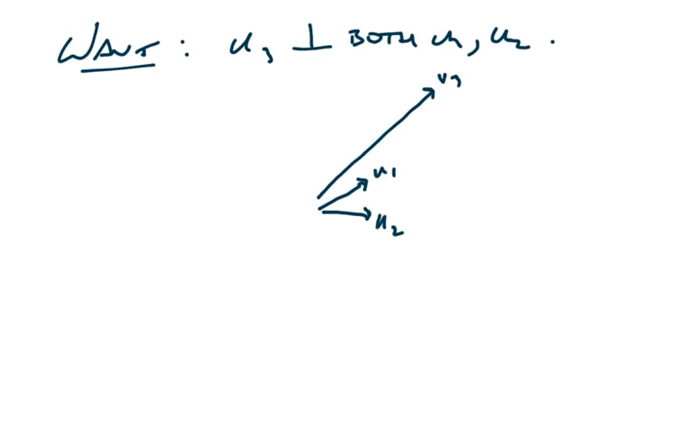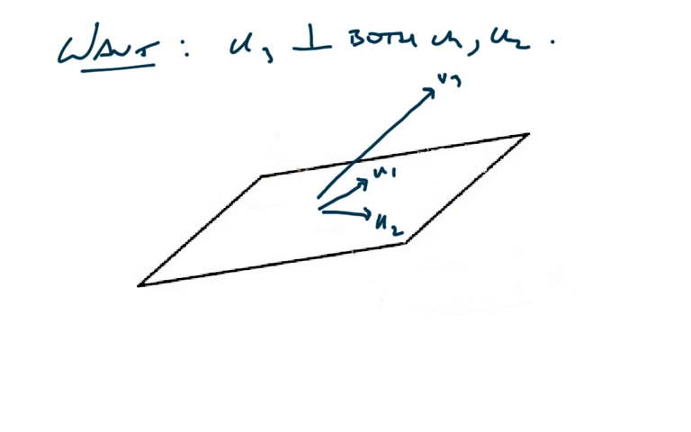But v3 is going off in some completely different orientation than the plane that u1 and u2 live in. These two vectors, u1 and u2, really span a plane. So let's go ahead and put that plane in this picture. Let's imagine that this is the plane spanned by u1 and u2. And v3 is just pointing off in some other direction entirely.